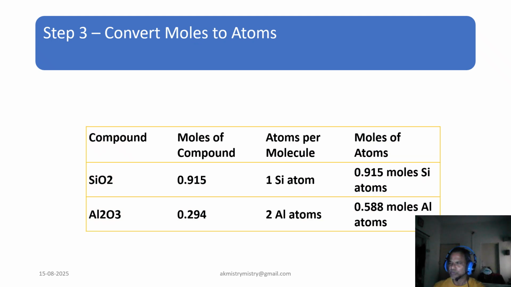Coming to the conversion, we convert moles of compounds to moles of atoms. Since SiO2 contains one silicon atom, we have 0.915 moles of silicon atoms. Alumina, that is Al2O3, contains two aluminum atoms, so the moles of aluminum atoms equal 0.294 times 2, or 0.588 moles.